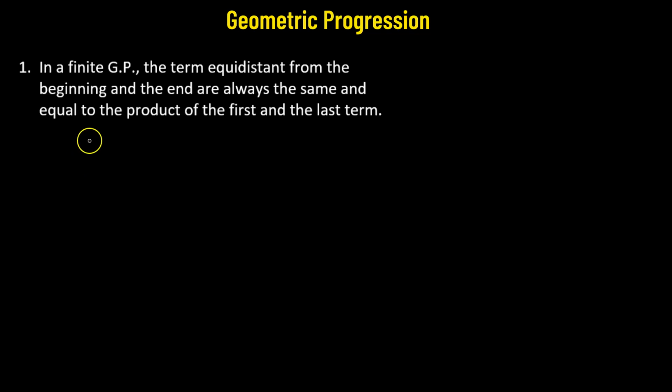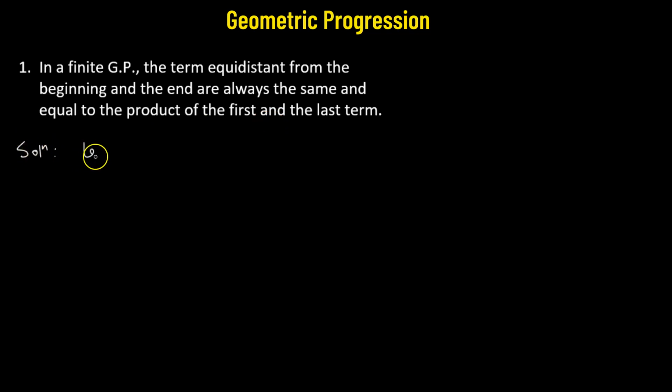Problem number 1. We have a finite geometric progression. It's given here that the terms equidistant from the beginning and the end are always the same, and it's equal to the product of the first and the last term. There's a similar statement that we worked with in arithmetic progression as well. It stated that if we consider the terms equidistant from the beginning and the end of an arithmetic progression, and if we take the sum, the sum is always equal to the sum of the first term and the last term. Here in the case of a geometric progression, it's going to be the product of the first and the last term. So let's begin.